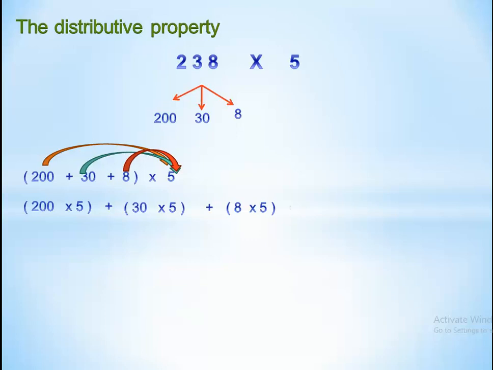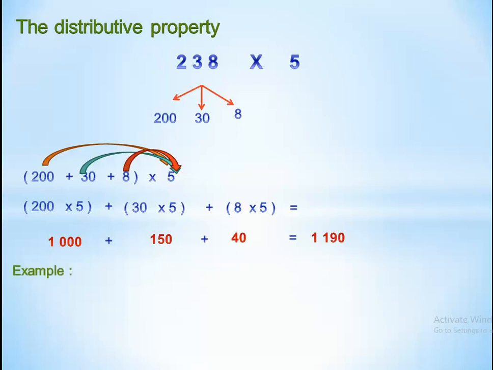200 times 5, kick out zeros, it will be 1000. 30 times 5, kick out 0, and 3 times 5 equals 15, it will be 150, plus 8 times 5 equals 40. Let's add. 0 plus 0 plus 0 equals 0, and 4 plus 5 equals 9, and 1, so it will be 1190. So distributive property: first step decompose, second step distribute.